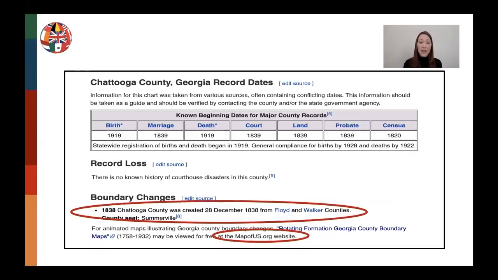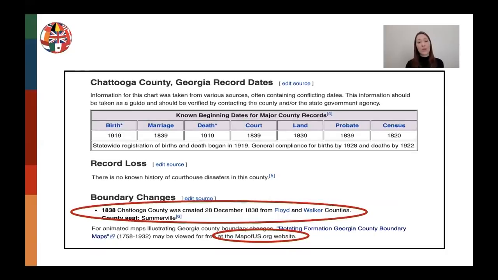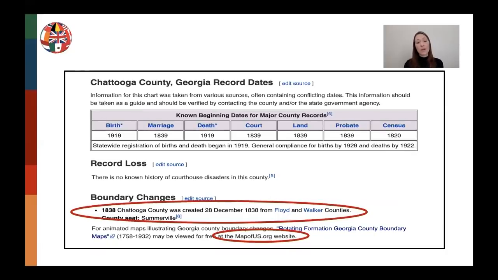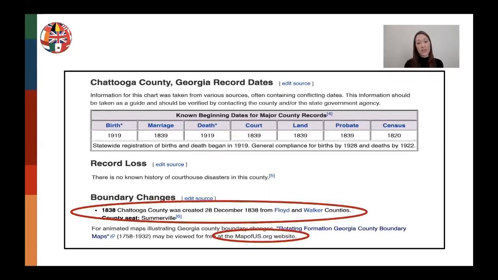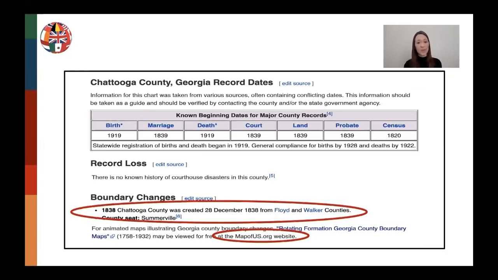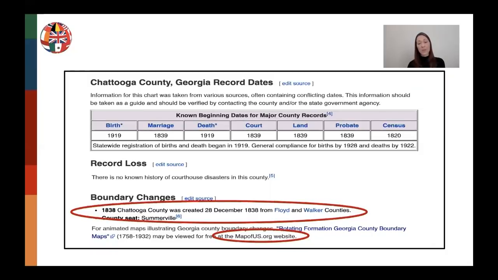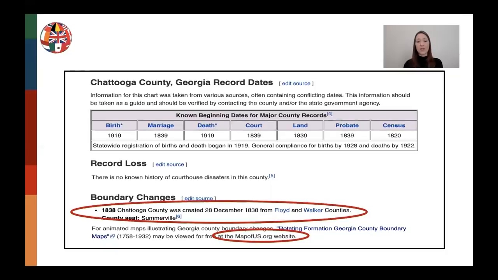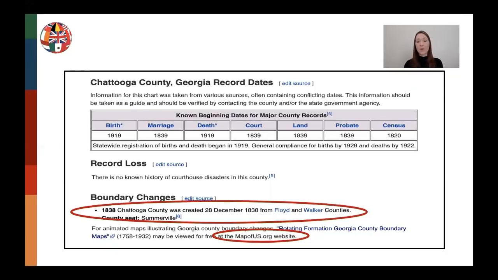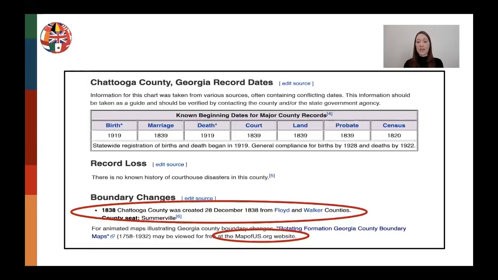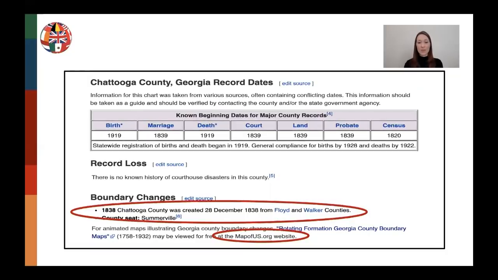In 1838, Chattooga County was created from Floyd and Walker counties. So that gives me 2 other counties to check out because before it was Chattooga, it was Floyd and Walker. The thing that I really, really need now is a map. And it gives me a recommendation to go see the mapofus.org website that has a county boundary map for Georgia.